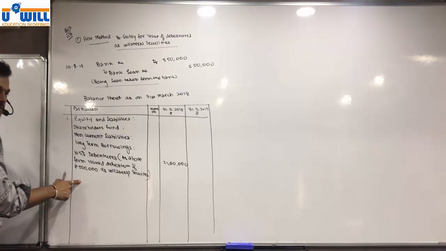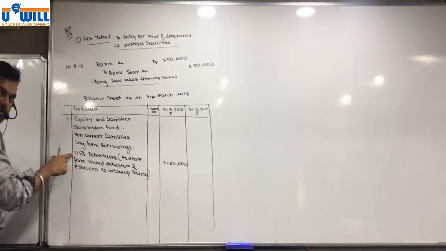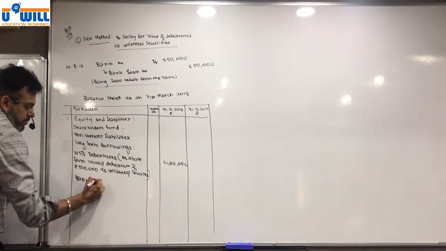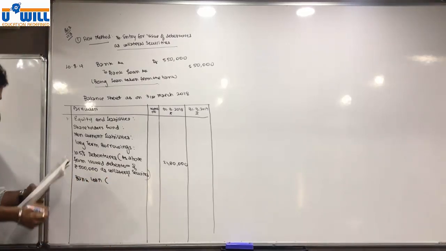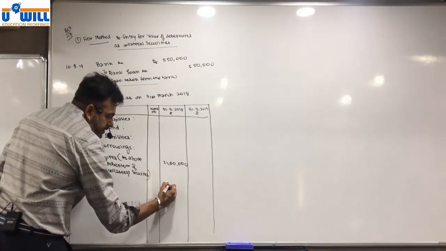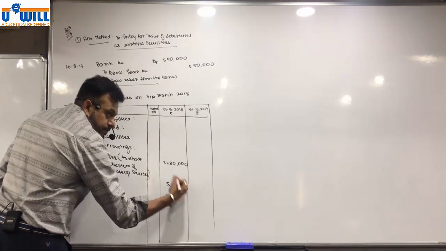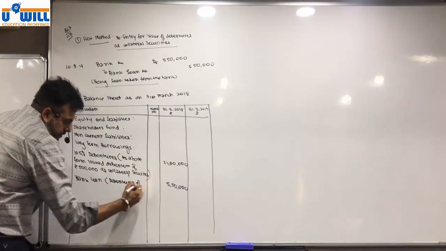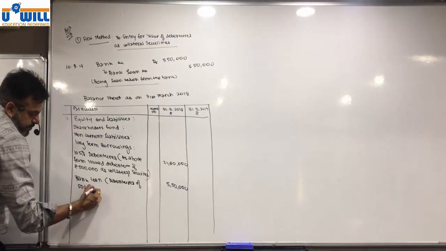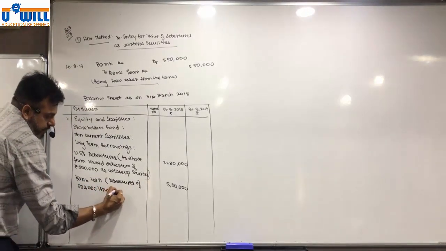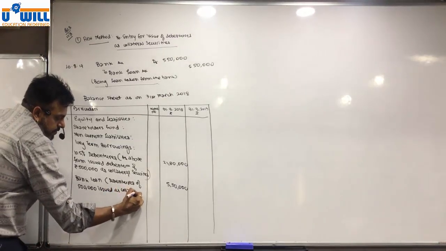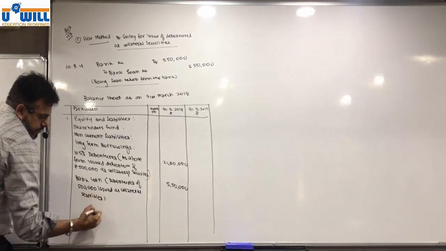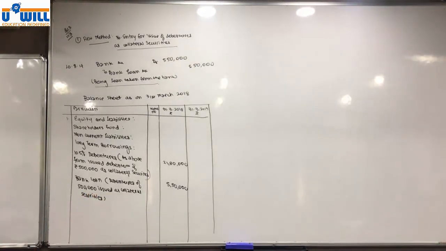Now, what else? Long term borrowing में एक तो है debentures, दूसरा ये बैंक लोन. How much bank loan we have taken? 5,50,000. Debentures of 5 lakh issued as collateral securities. That's it.